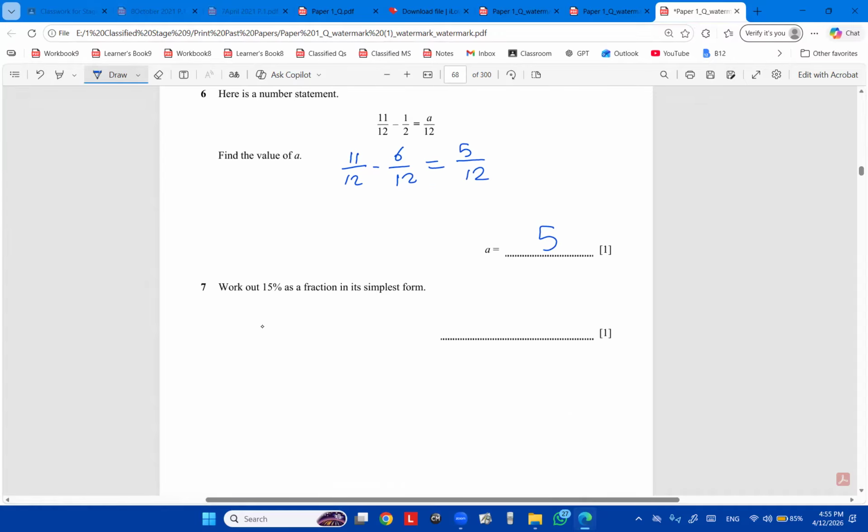Work out 15% as a fraction in the simplest form. We know that 15% means 15 out of 100. Simplifying this by dividing by 5, we get 3 over 20. So 3 over 20.